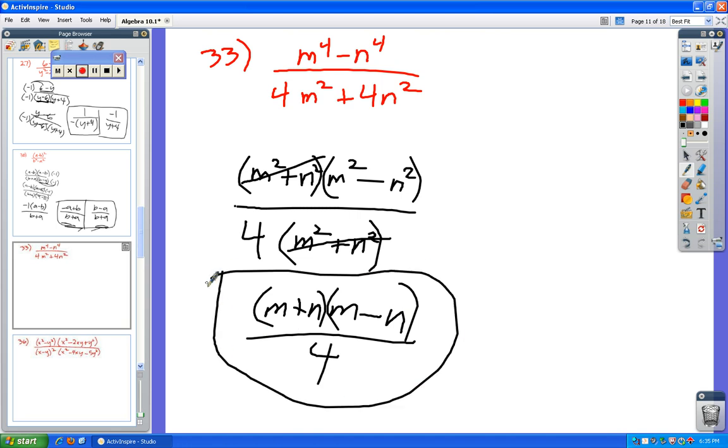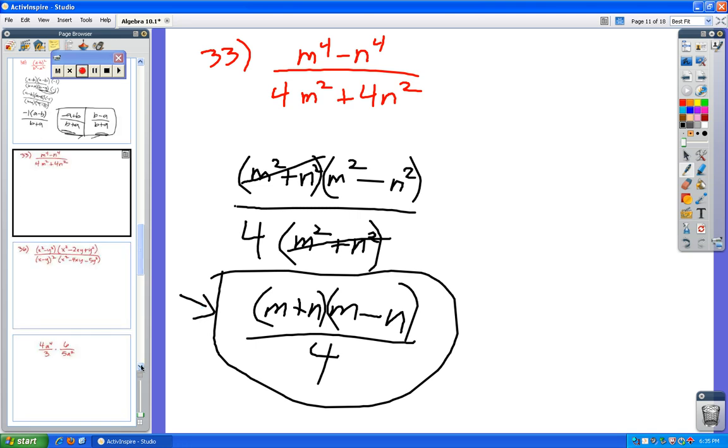Some of you look in the back of the book, and I think it'll say m squared minus n squared over 4. All your answers should be in the most factored form you can. Simplest factored form. This is what we're looking for. The only way to know whether or not you can cancel is to have it completely factored. So it has to be totally factored.